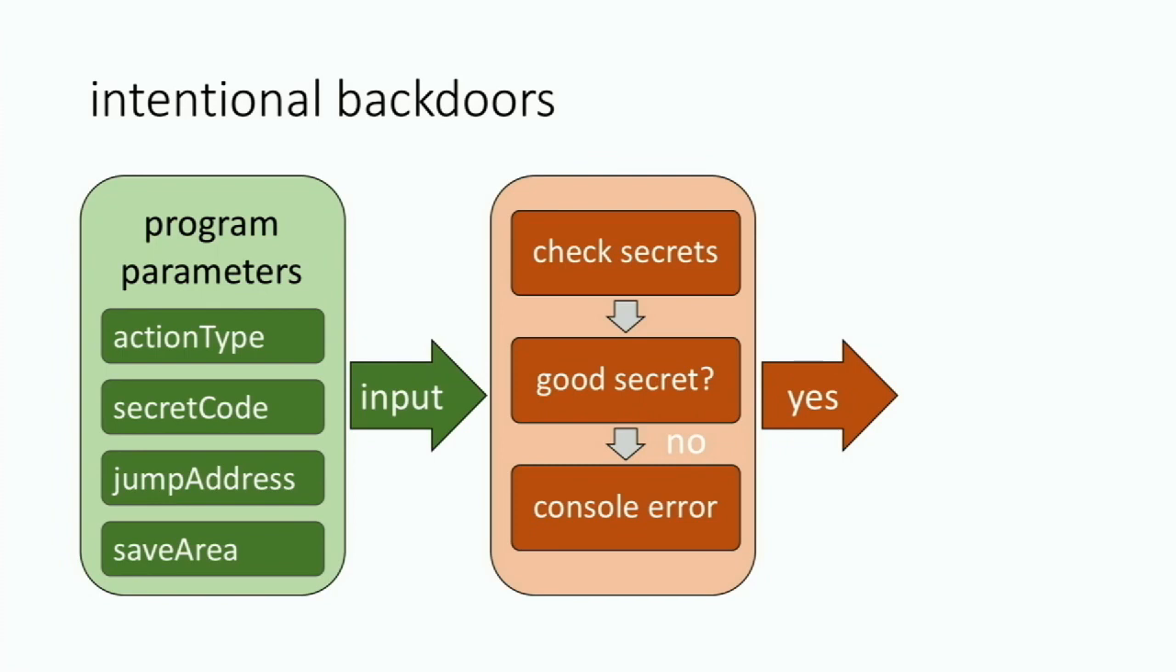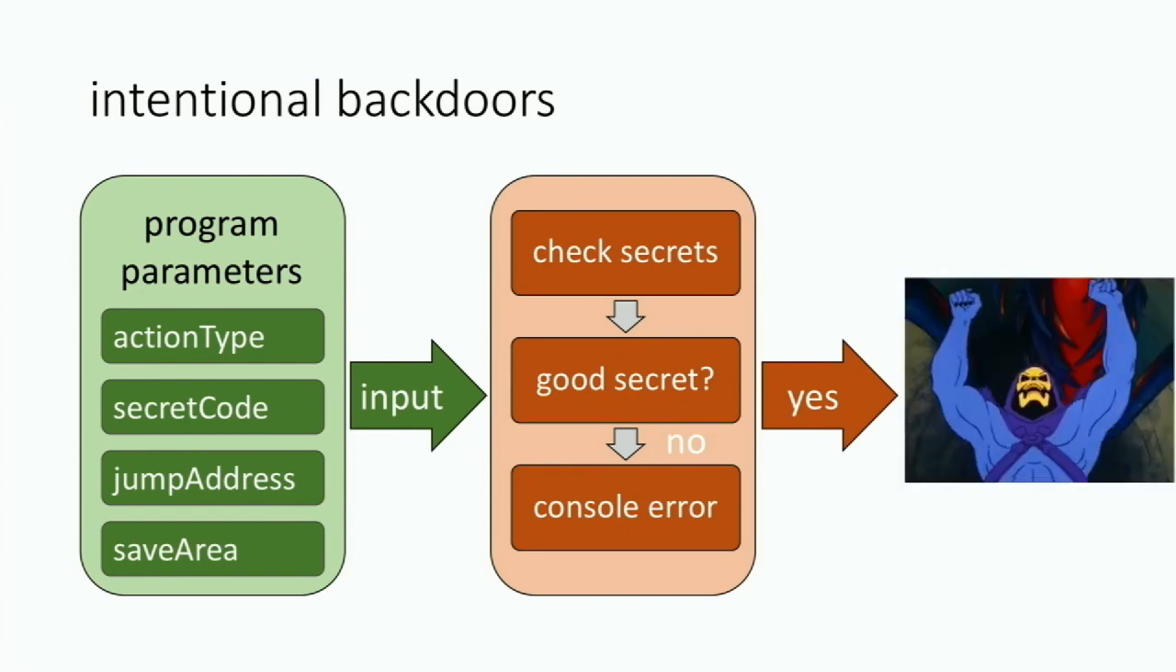The one we're going to look at today literally takes 4 parameters: action type, a secret code, which we'll talk more about later, potentially a jump address, and that's the pseudocode in the orange box. It checks the secrets. It makes sure that if the secrets are not good, then it gives you an error and says shame. And if the secrets are good, then you get to steal all the things and everything. Everybody's happy. Maybe not.